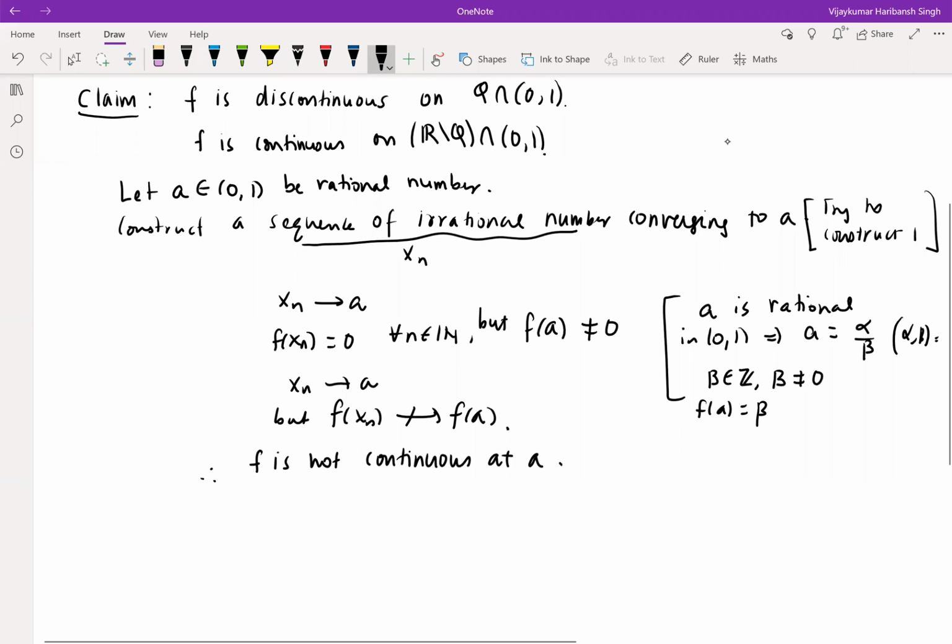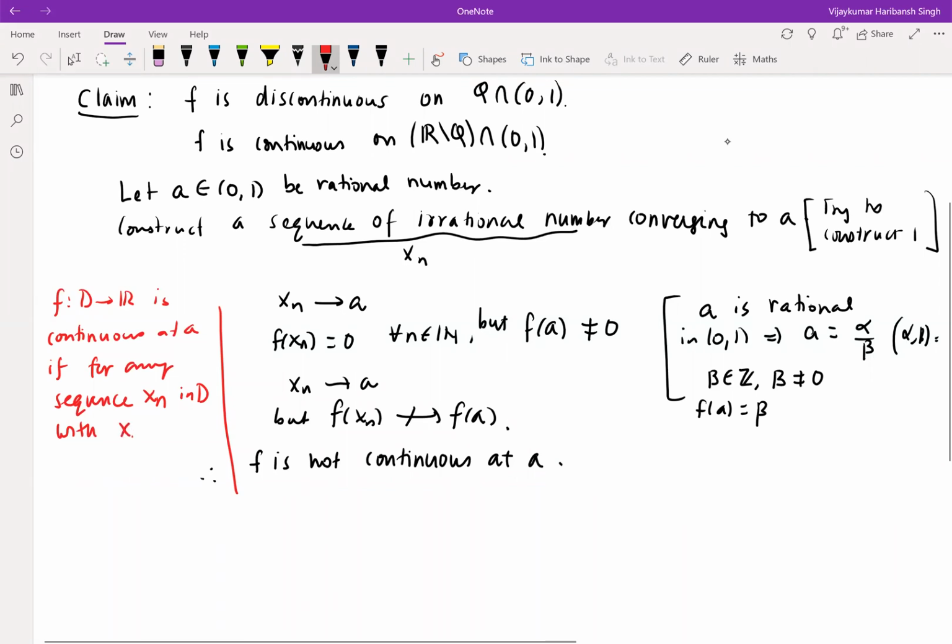Recall the definition of continuity. The sequential continuity definition was the following. f from D to R is continuous at a if for any sequence xn in D with xn converging to a, then f of xn converges to f of a. This was the sequential continuity.